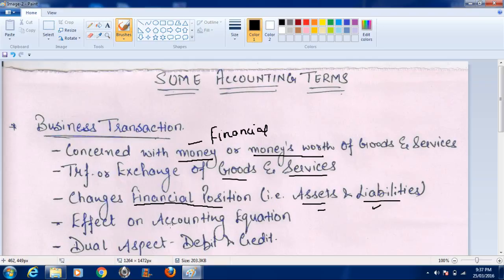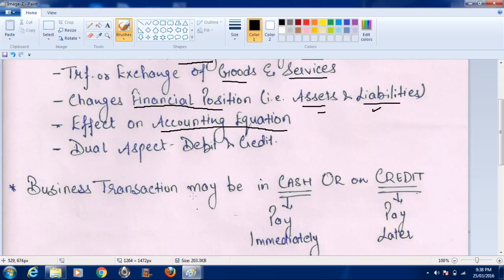Next is the effect on the accounting equation. What is the accounting equation? I'll tell you later on. Then we have the dual aspect. I've already told you accounting is based on a dual aspect. One is the debit aspect and the other is the credit aspect. Like we can say we can't clap with one hand, same way accounting is incomplete without this dual aspect. That is, for every transaction there is a debit and there is a credit. Now that completes a business transaction.